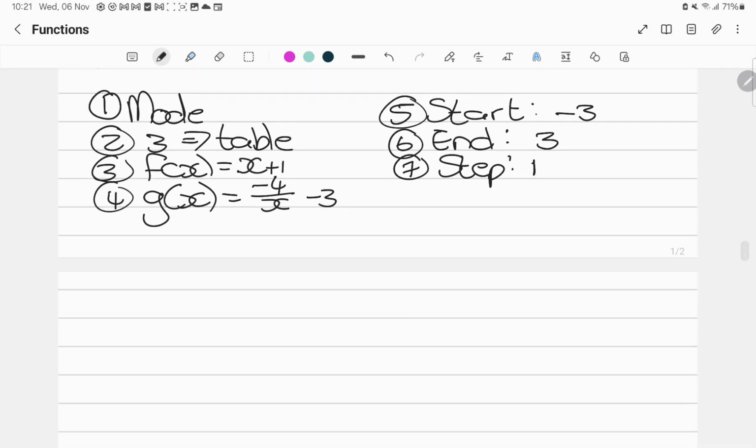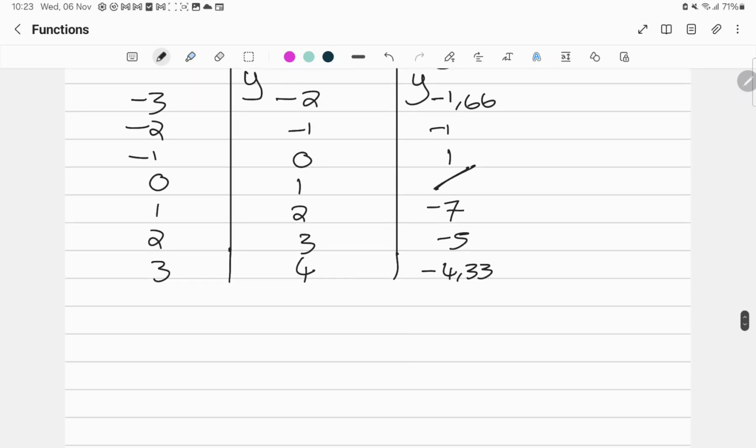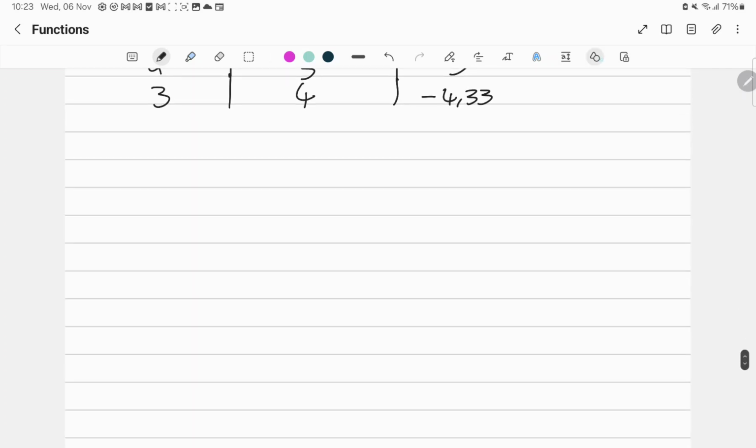Alright, so then the table should look as follows. This is the table that should pop up on your calculator screen. So I have x, which is from minus 3 to 3. Then I have f of x's y values. So if my x is negative 3, my y for f of x will be negative 2. And then I also have g of x, which is my upper graph. So if x is negative 3, then my y will be negative 1 over 6, or negative 1,66.